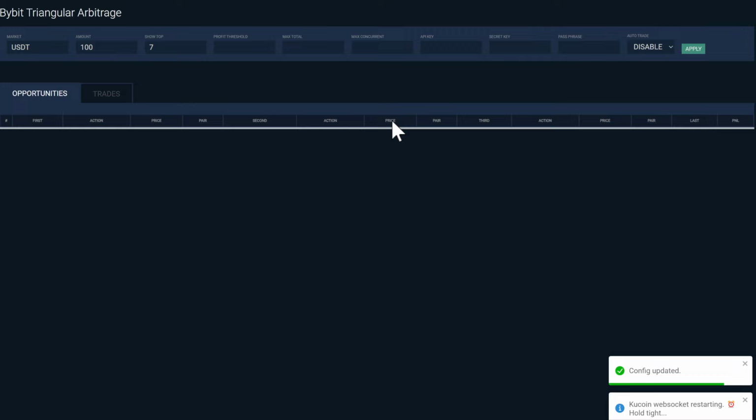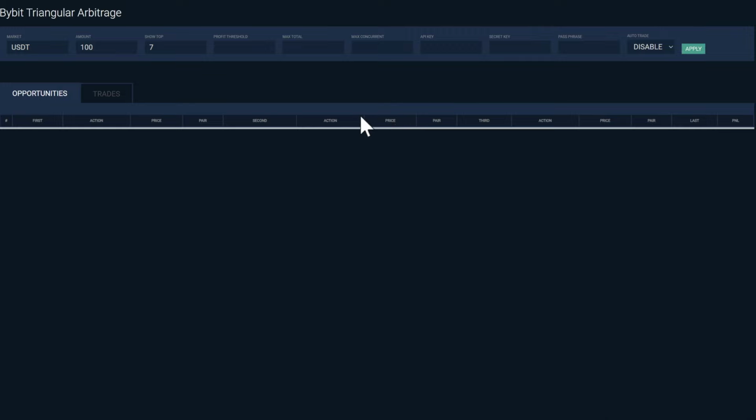So it's just going to scan for triangular crypto arbitrage opportunities, and when it's done scanning, it's going to show us the top triangular crypto arbitrage opportunities that are available on Bybit. Then after that, we're going to jump into my phone, and we're going to do some live trades, whereby I'm going to show you how we make profits.